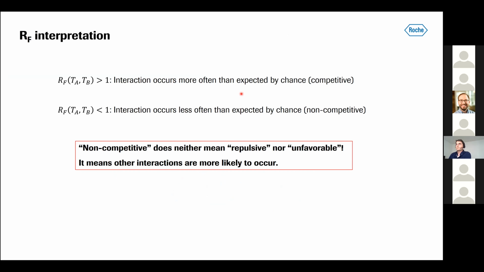So again, the interpretation of the RF values: if it's above 1, the interaction occurs more frequently than expected. If it's below 1, it occurs less frequently. And very importantly, if it's below 1, this does not necessarily mean that it's repulsive or unfavorable, but it only means that there are other interactions that are more likely to occur.